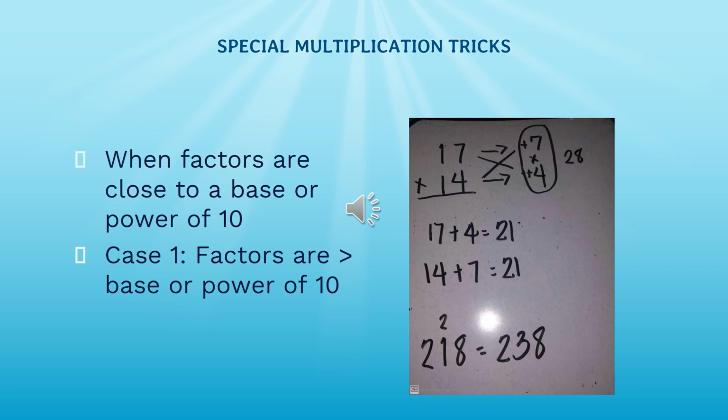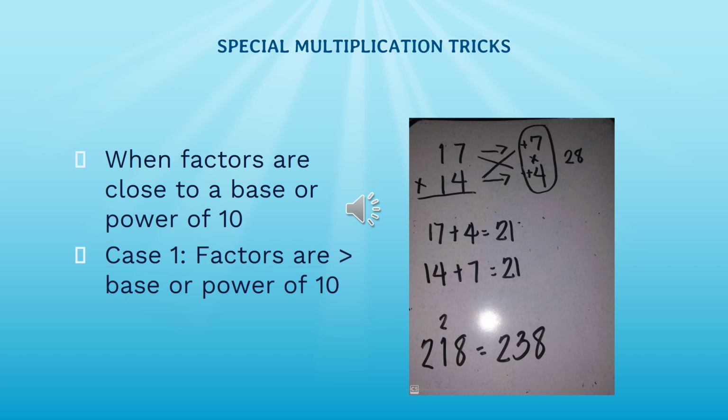So here in this case, the condition is that our factors are a little greater than the powers of 10. To illustrate that, I have here an example. It's 17 times 14. 17 and 14 are both near or close to 10. Now let us check the distance. 17 is 7 away, that's plus 7 away because it's greater than 10. 14 is 4 away from 10.